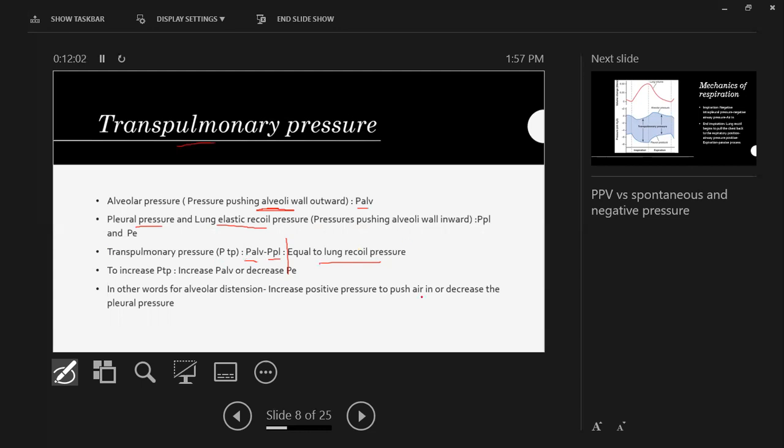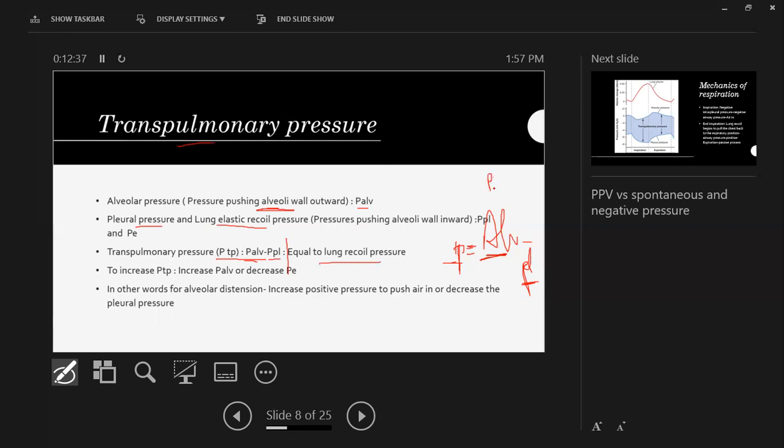Take this formula, correct? So transpulmonary pressure is equal to alveolar pressure minus pleural pressure. Okay, so let's put it very simply. If you want to increase this transpulmonary pressure, or if you want to distend the alveoli, you need to increase this alveolar pressure, correct? Or decrease this pleural pressure. Simple mathematics. So how can you increase this alveolar pressure?